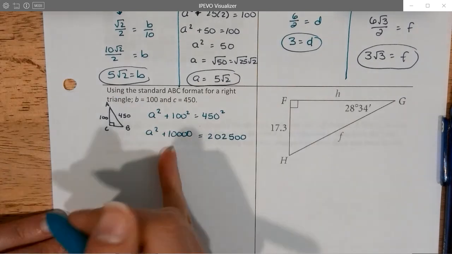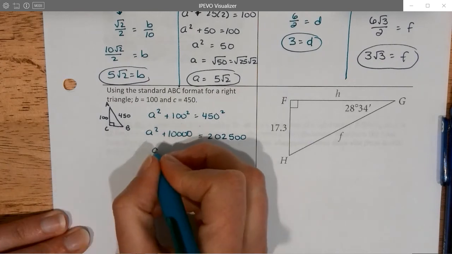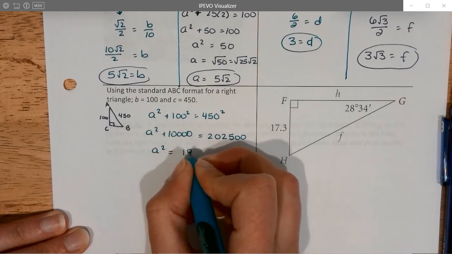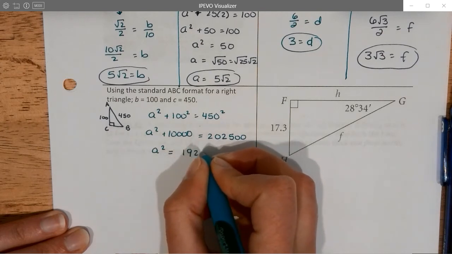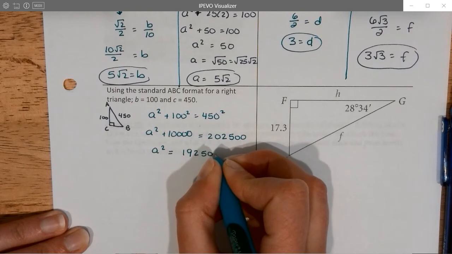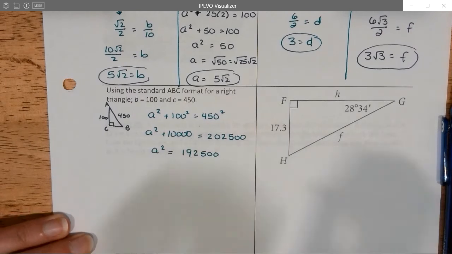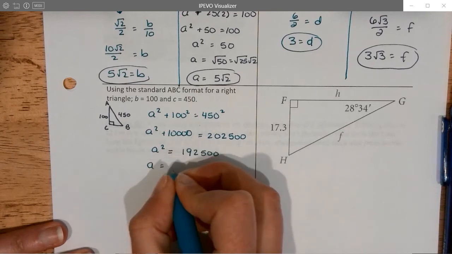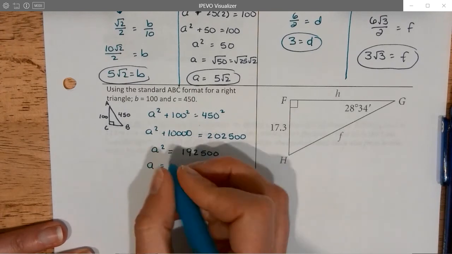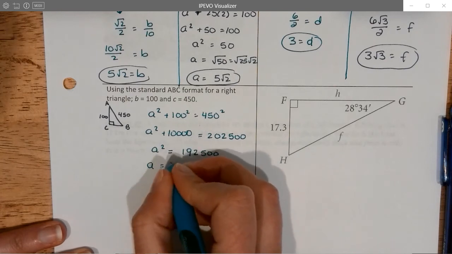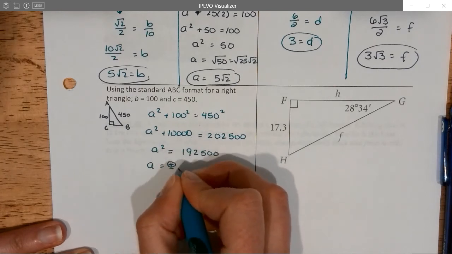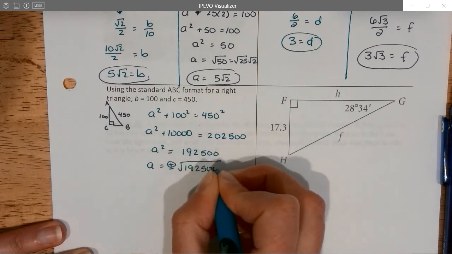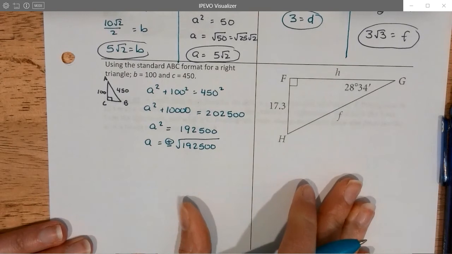If I subtract off the 100 squared, or the 10,000, that gets me 192,500. Now I take the square root of both sides. So A equals, I'm not writing the plus and minus here because I can't have a negative side length in the first quadrant. I'll write it just in case, but we're going to use the positive. So it's the square root of 192,500.